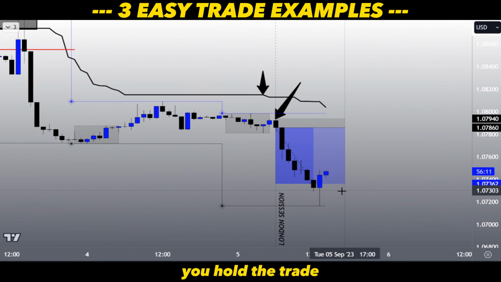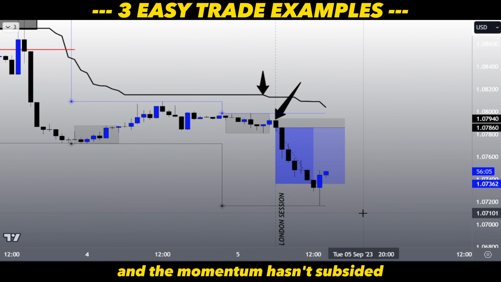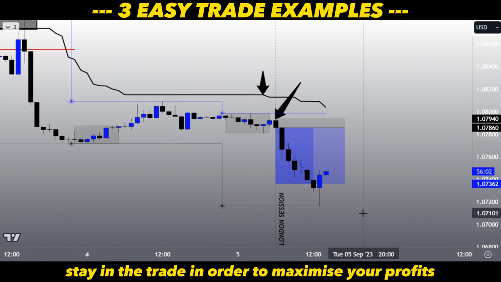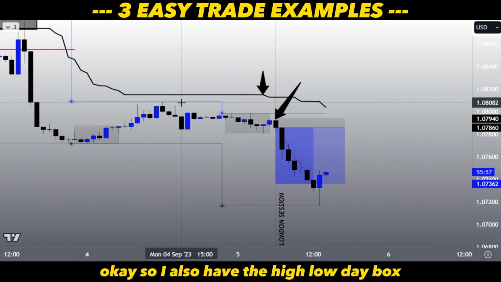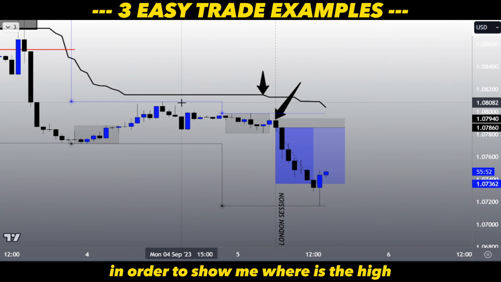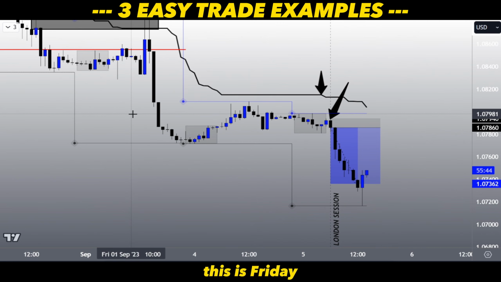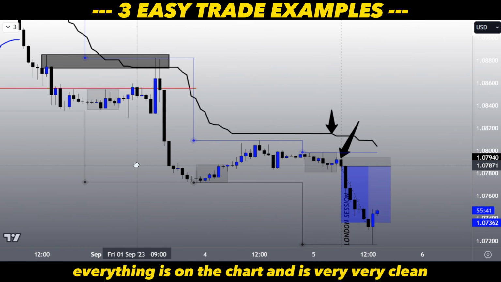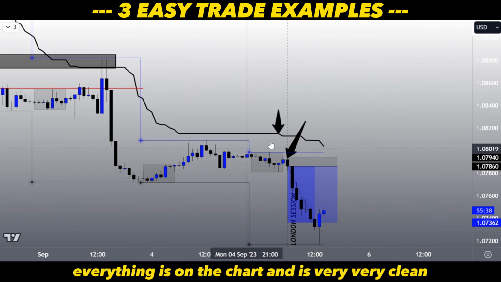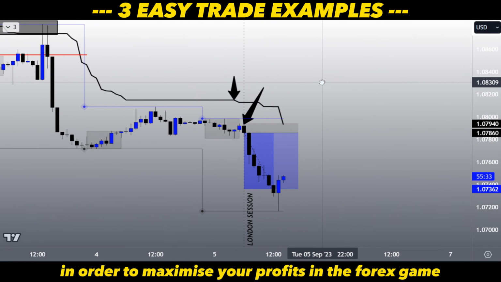Okay, you hold the trade as long as the 1H candles are bearish and the momentum hasn't subsided. Stay in the trade in order to maximize your profits. Okay, so I also have the high-low day box in order to show me where is the high and where is the low of a particular day. So today is Tuesday, this is Monday, this is Friday. Everything is on the chart and it's very, very clean. Follow this strategy in order to maximize your profits in the Forex game.